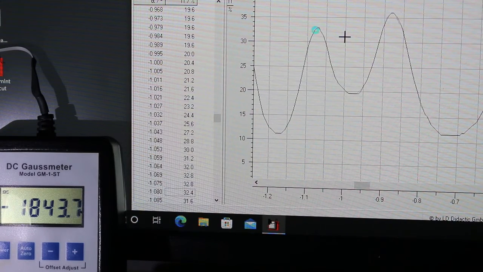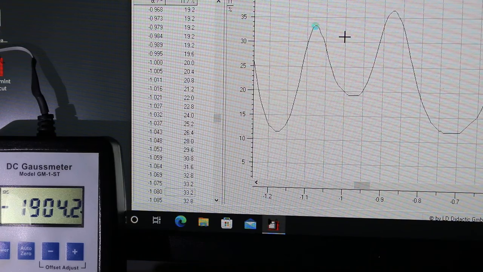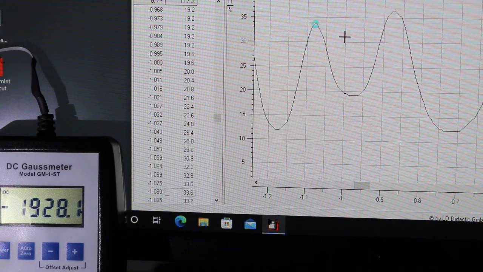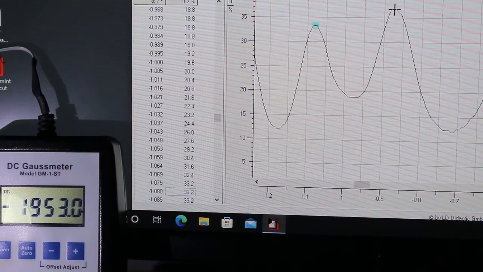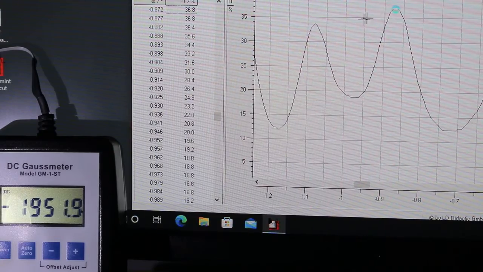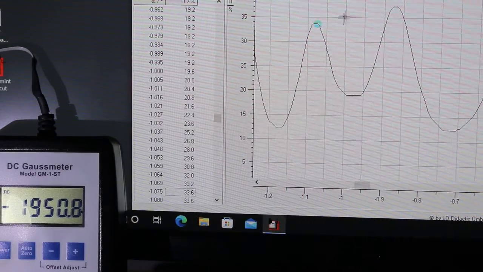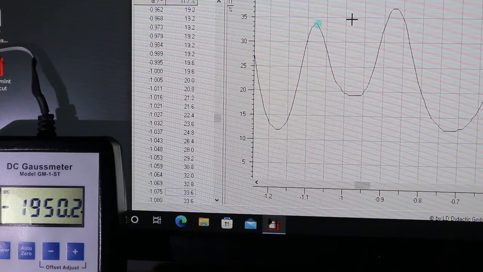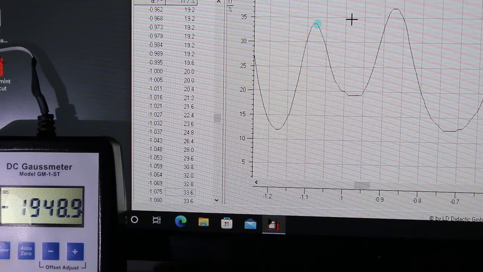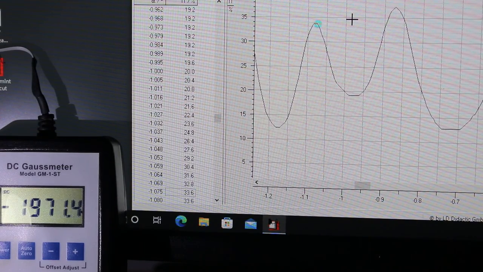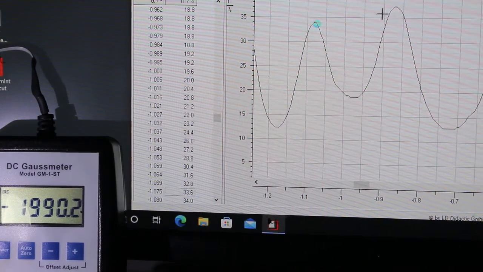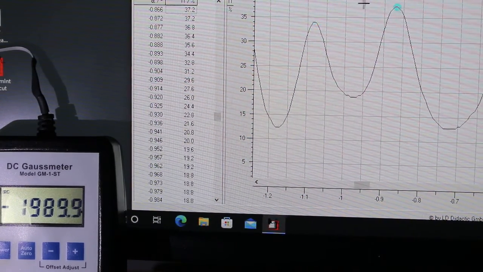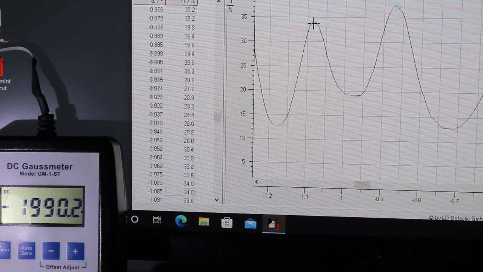Increasing the magnetic field still more. Up we go. We'll identify this peak and that peak. And we'll increase the magnetic field more, just a couple more. We'll find this peak and that peak.